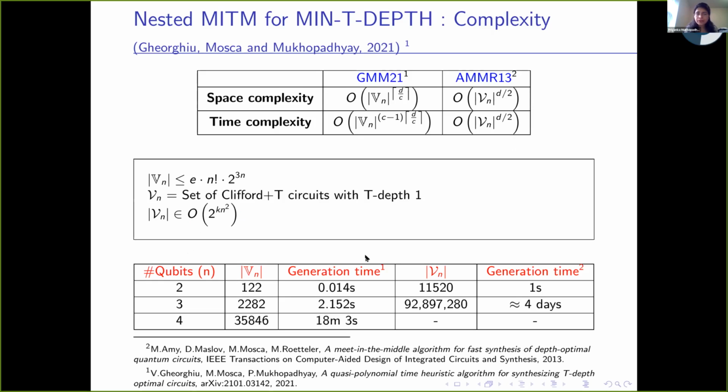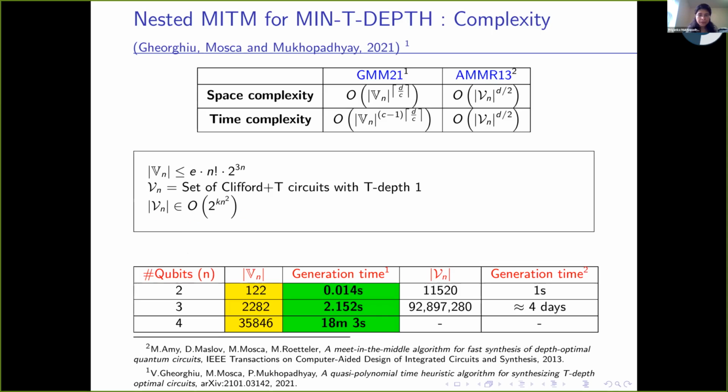For example, if you want to generate this base set only, this is the comparison between the generation time and the cardinality of these sets. In our case, for 2 qubits, the cardinality of this set is 122, and it can be generated in 0.014 seconds. For AMMR, the cardinality is 11,520, generation time 1 second. For 3 qubits, the cardinality is 2,282 in our case, with generation time roughly 2 seconds. For AMMR, the cardinality is more than 92 million, and generation time is approximately 4 days. And they couldn't generate the 4 qubit set, so I've left the space blank. For our case, the 4 qubit base set can be generated in roughly 18 minutes. And this is sufficient to at least synthesize any T depth 1 circuit.